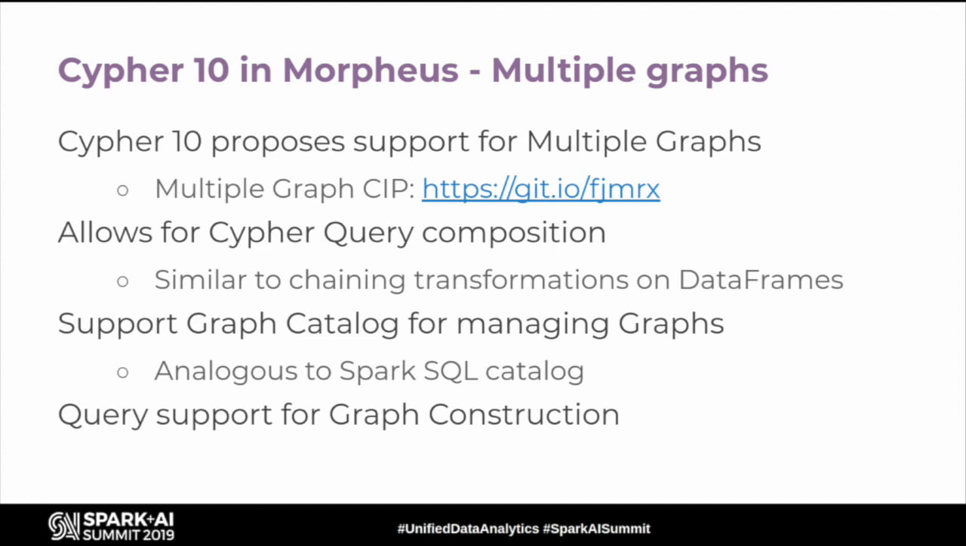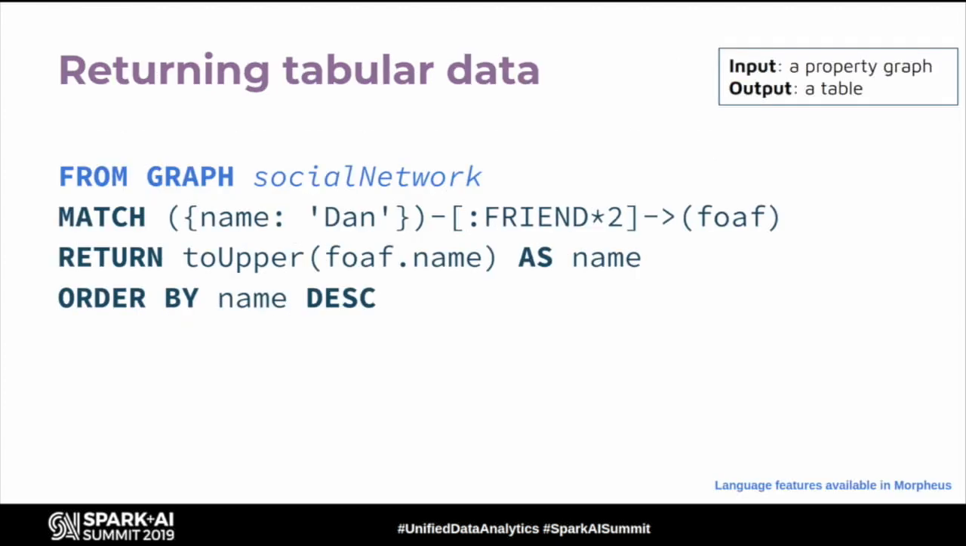And it also introduces the concept of a graph catalog, which allows you to manage multiple graphs. That's also a feature that we bring into Morpheus, and it's very analogous to the Spark SQL catalog, which allows you to administer or manage multiple databases or data sources. And since it's still a read-only query on the data frames, we have introduced query support for graph construction, which I will demonstrate next. So let's start with a very simple example.